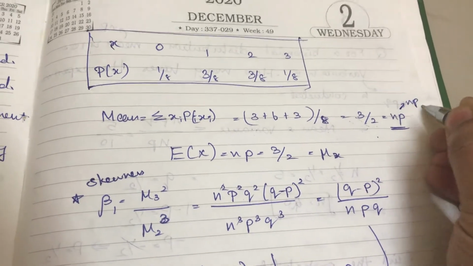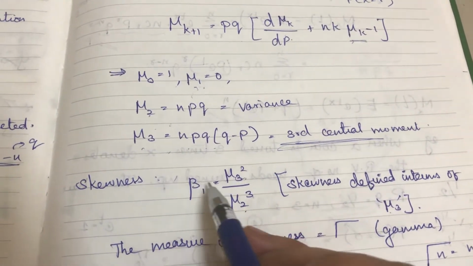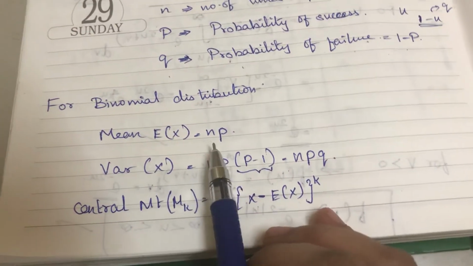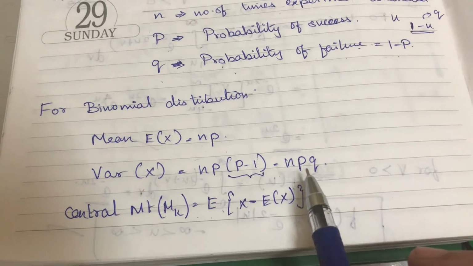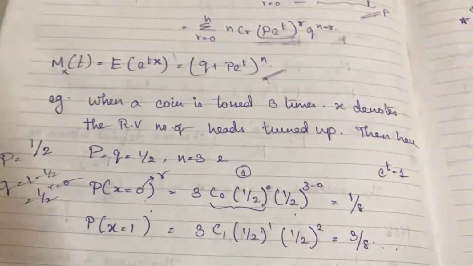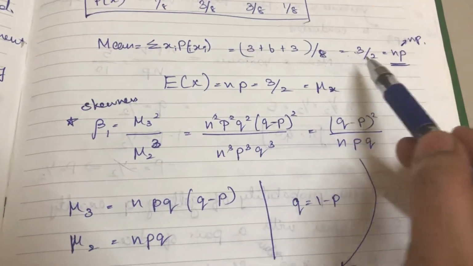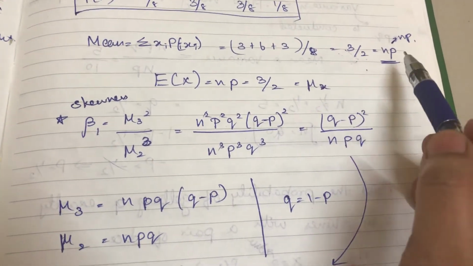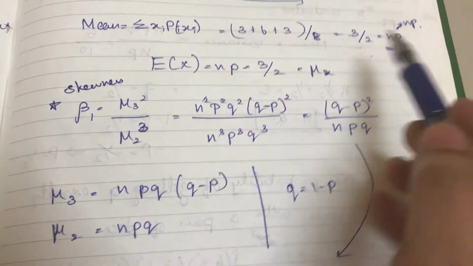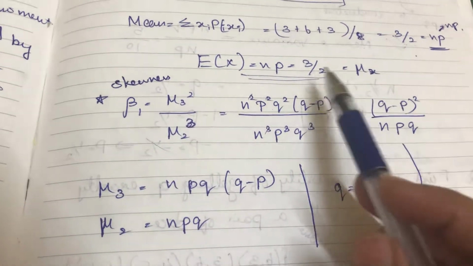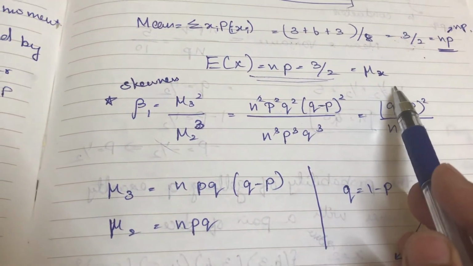We have seen before that the mean is NP and variance is NPQ. So the same here: the mean value is NP, so I can take 3 by 2, which is nothing but NP. So this is the mean. And then we need to find the skewness.